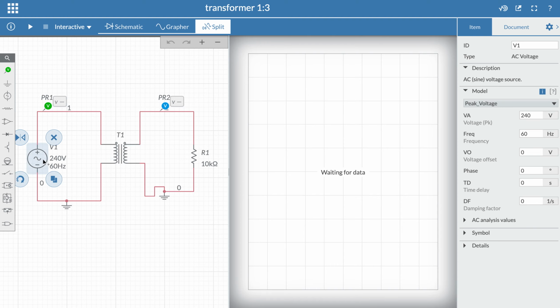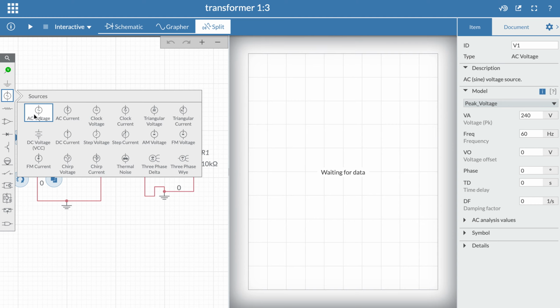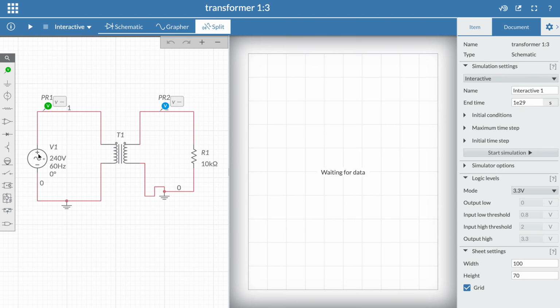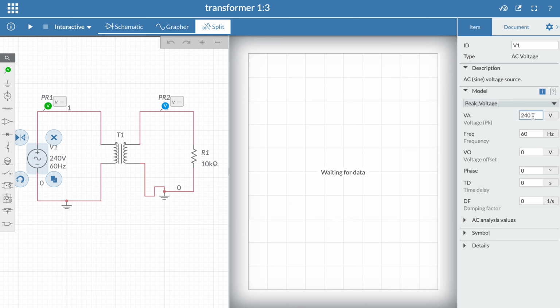The input voltage, the source voltage, is AC. You have to choose AC voltage. Make sure you choose the voltage as 240 volts and the frequency 60 Hertz, as given in the question. The load is a 10k ohm resistance. We will be comparing the input voltage signal with the output voltage signal.